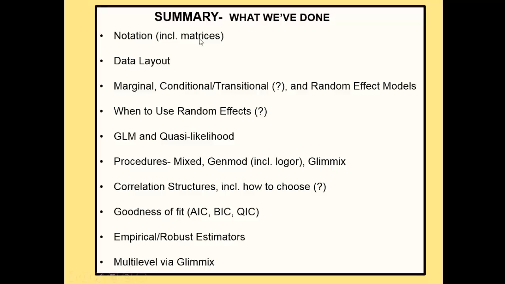So there are three types of models. What we've primarily learned about in this course is how to deal with marginal models and random effects models, but I think this is still an up in the air issue that most of you, and I know myself, don't really feel comfortable with. When to use random effects? I mean, there are random effects in your model, but when do you decide to use random effects or not?